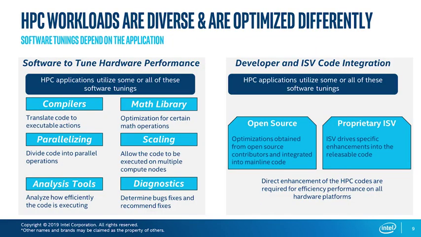Here's an example of some of the areas we're going to go deeper into. What are some compilers? What are some math kernel libraries? What are some parallelization and scaling techniques that our tools are focused on to help deliver the best performance to your customers, as well as the direct relationships that we have with ISVs to deliver those optimizations directly into those codes so your customers can use them.